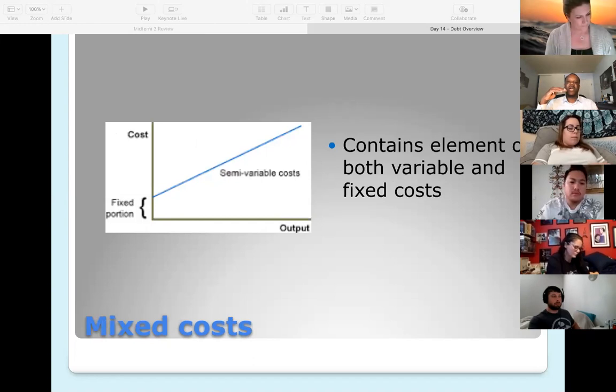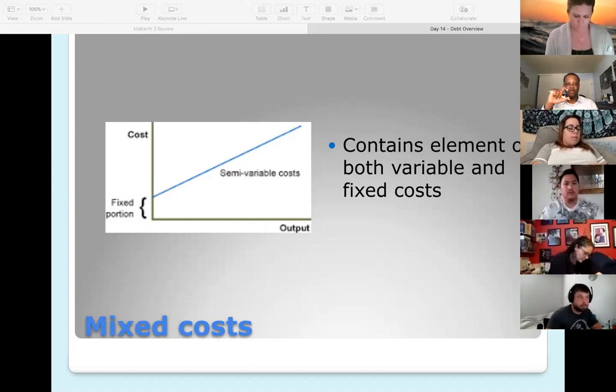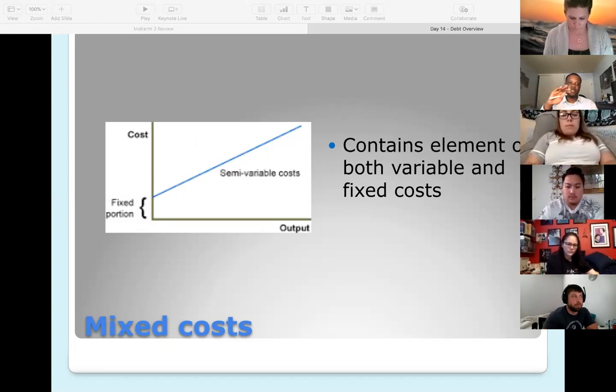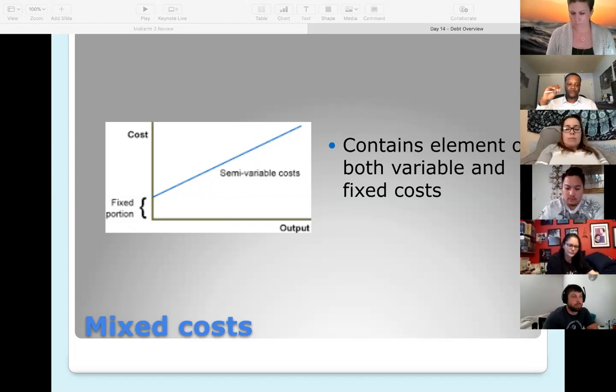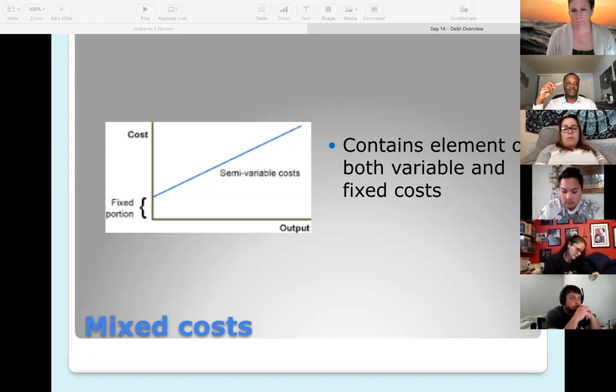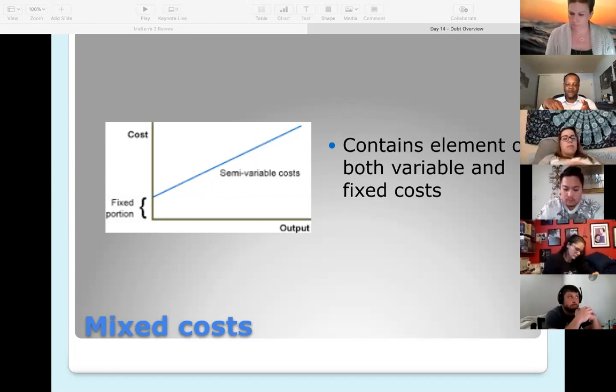Mixed costs are those costs that have elements of both variable and fixed costs. Some good examples, the ones we used in class, were utilities. There's a set amount that you have to pay no matter what, and then it goes up depending on how much electricity and gas you're using. For a lot of these restaurants who are now closing at 7 o'clock, their utility cost is going down. They still have utility cost. It's still somewhat a function of how many customers they get, but there's always going to be that baseline amount that they have to pay.